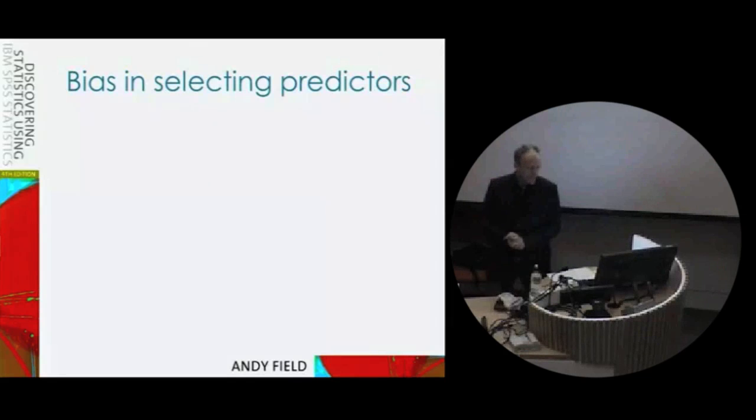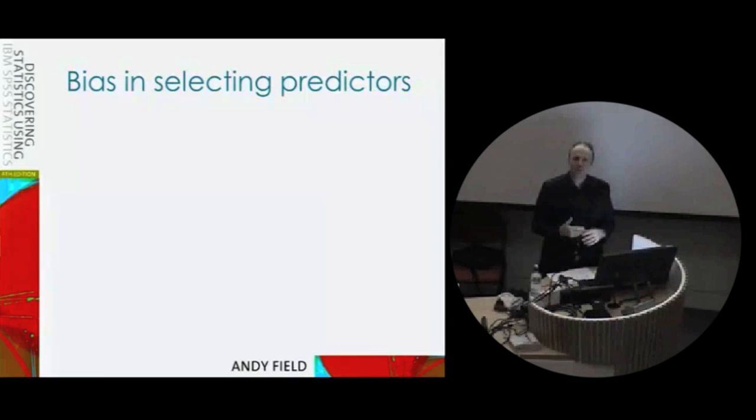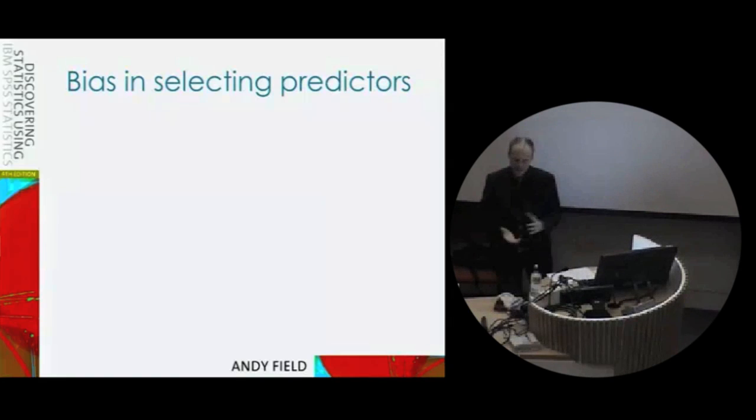Okay, so we turn our attention to bias now, and I mentioned earlier on, we're going to look at different things that might bias the model. And one of the simplest things that bias a model is how you specify it in the first place. So you can specify models in a number of different ways.